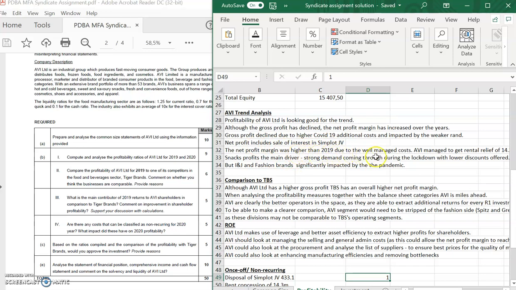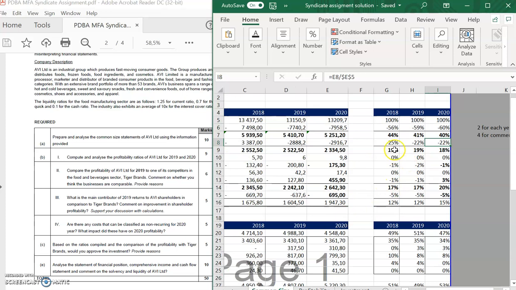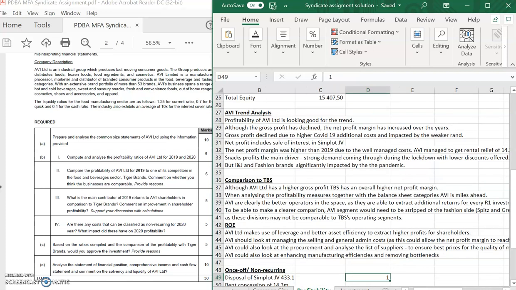Their net profit margin was also higher due to well-managed costs. So if you look at here, their net profit margin is going up over time. And they're managing their costs at least downwards.